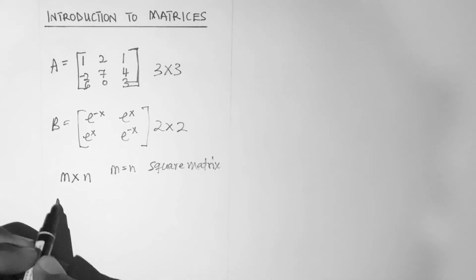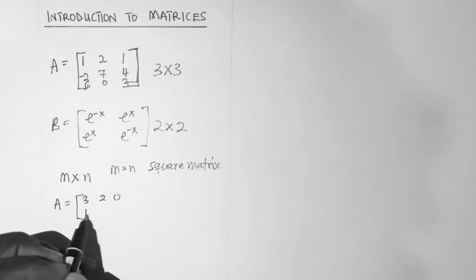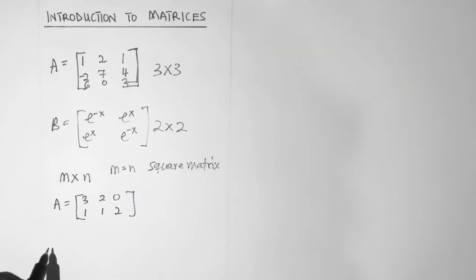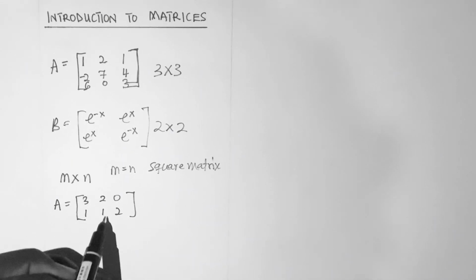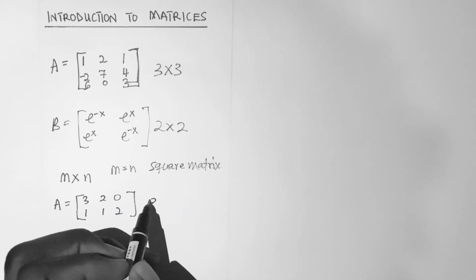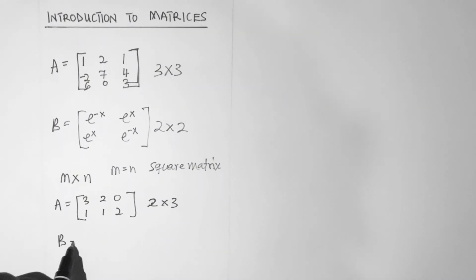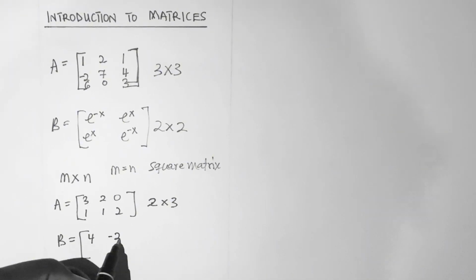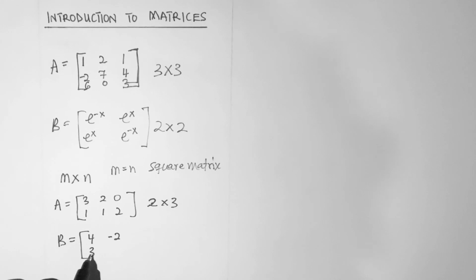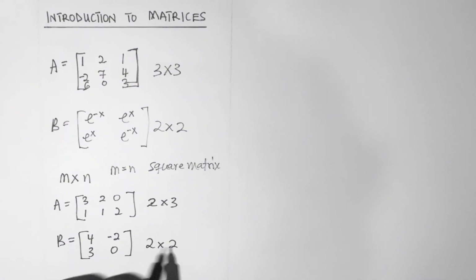So let's consider this matrix, matrix A equals 3, 2, 0, 1, 1, 2. What is the order of this matrix? You can see that this has 1, 2 rows, and the columns are 1, 2, 3 columns. So the order of this matrix is a 2 by 3 matrix. Let's also consider this other matrix, matrix B, which is giving us 4, minus 2, 3, 0. You see that there are 2 rows and 2 columns. So this is also a 2 by 2 matrix.